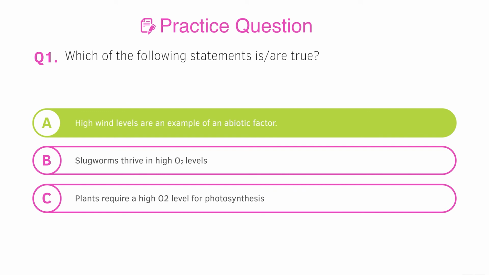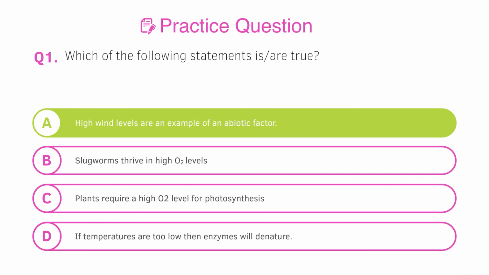Plants require a high oxygen level for photosynthesis. Think of your photosynthesis equation. It's carbon dioxide we need for higher levels of photosynthesis, so this statement would be right if it said high carbon dioxide level. And if temperatures are too low, then enzymes will denature. Also false, because it's if temperatures are too high, then enzymes will denature. If temperatures are too low, the enzymes will just work at a lower rate rather than denaturing usually.